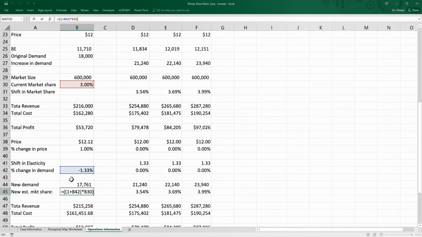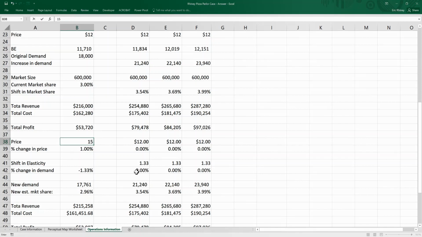all right, and we're going to change this 3% by the change in demand based on our change in price, so this 1.33% decrease in demand. And so that will give us this 2.96. If you multiply that times the 600,000, that will give you this 17.761. All right, so that's our new demand based on this price.